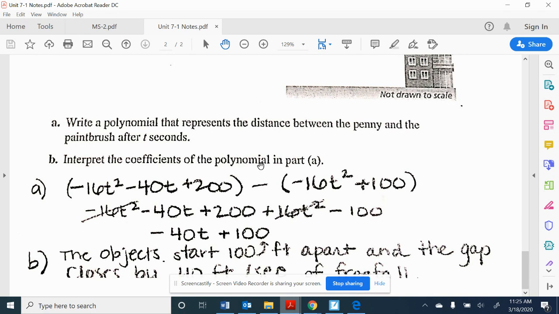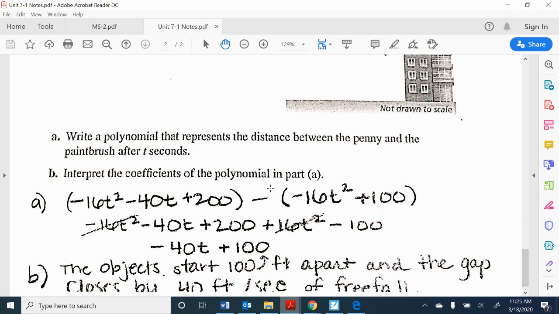Interpret the coefficients of the polynomial in part A. All right. So the objects start 100 feet apart, and the gap between them closes by 40 feet per second of free fall. That question is a little beyond what we're ready to do. At the end of this video, and any rewatching or practicing that you do, I will be very happy if you could just take the polynomials, add them and subtract them, put them in standard form, and understand how to find the degree of each term and the degree of a polynomial.